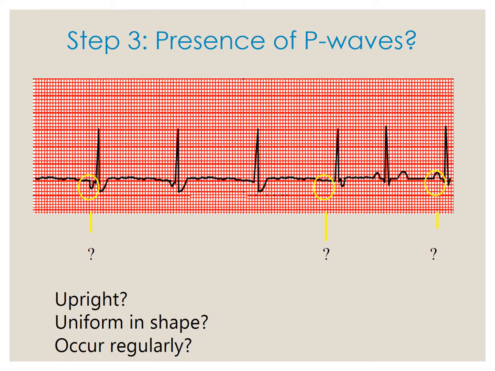Step 3 is your presence of the P waves. So you want to look before every QRS complex and see if there's a P wave. Is it upright? Here actually you can see some of these P waves are depressed. They're going down. Is it uniform in shape? So is there a P before every QRS, and do they look the same? And do they occur regularly?